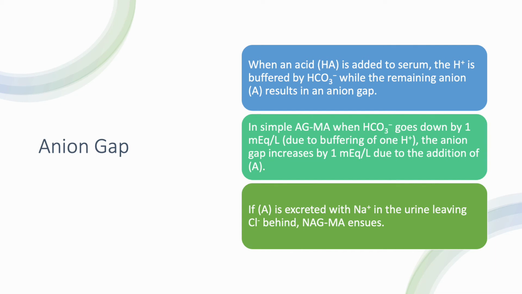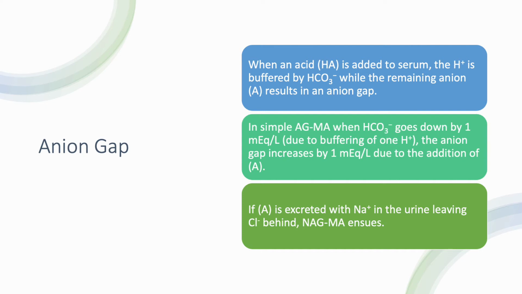Now what happens when we add an acid to the serum? We said that the bicarbonate will buffer the hydrogen. So you have one hydrogen buffered by one bicarbonate, so the bicarbonate will go down by 1. Now what's going to happen to the anion that accompanies the hydrogen? Well, it's going to create that anion gap, because we are not measuring it. So in simple anion gap metabolic acidosis, AGMA, the bicarb goes down by 1, then the anion gap goes up by 1. So there's a 1-to-1 relationship.